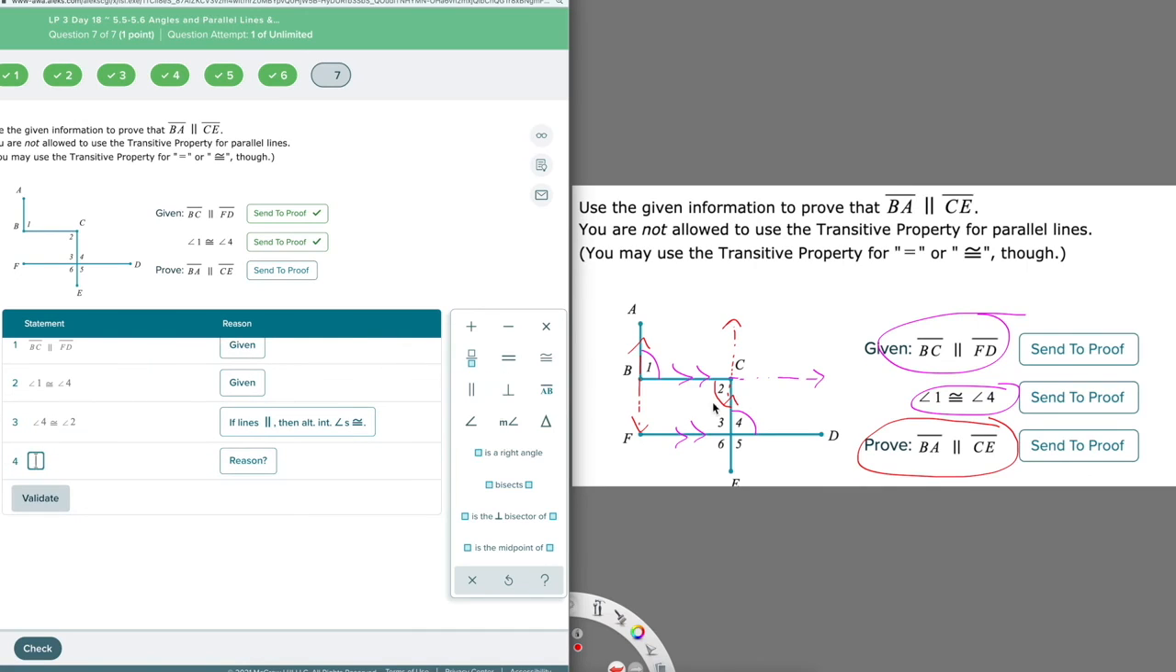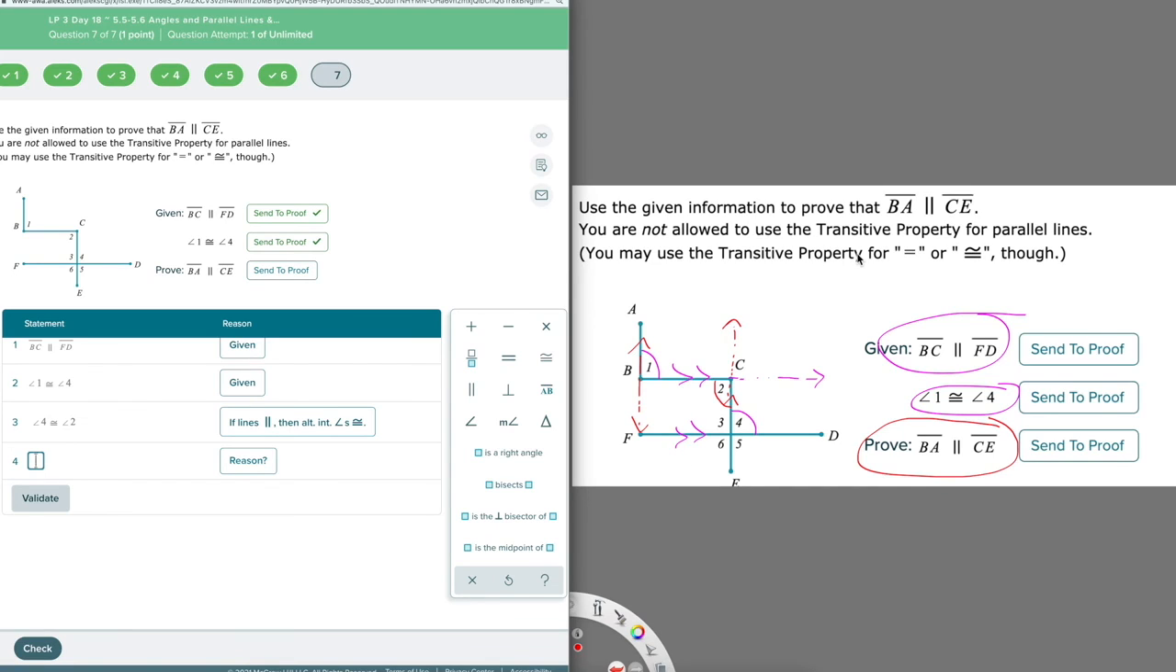So now I've moved over here. 4 is congruent to 2. And this even says you may use the transitive property for equal or congruent. You can't use it for parallel lines, but you can use it for the angles. So I can't say if this one's parallel to this one, and it's parallel to this one, then it's parallel to the other. I can't use it for the parallel lines, but I can use it for the equal or congruent.